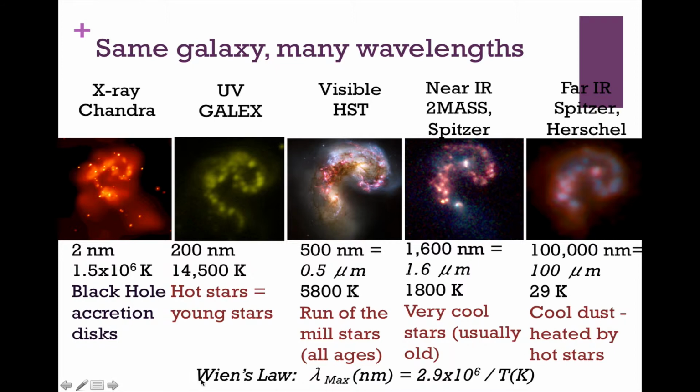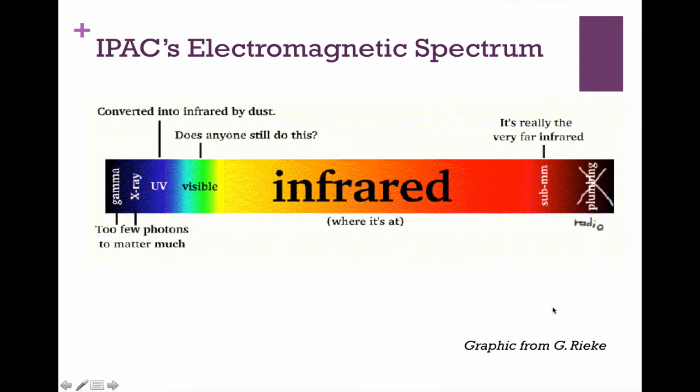If you remember from your Astronomy 101 textbook, they might talk about Wien's law. That's the formula that I used to convert those wavelengths to temperatures. This is another way of looking at the electromagnetic spectrum. Here at IPAC, we're a little bit biased. We like the infrared.